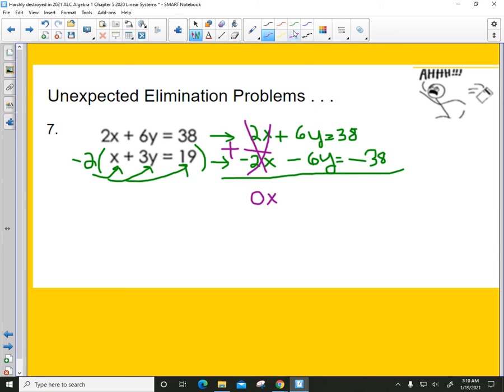Now I'm going to add this straight down. 6y plus -6y, what does that equal? All right, 0y. And then, this is getting weird, 38 plus -38. And that also equals 0. All right, and then what is 0 times anything? 0. So this is really 0 plus 0 equals 0. And that's true, isn't it? 0 equals 0.